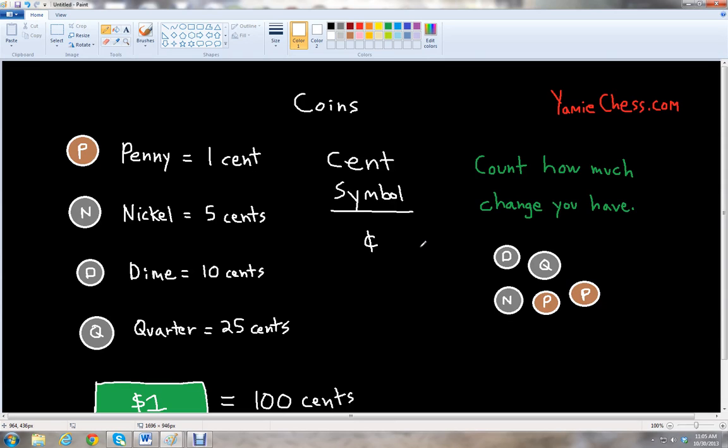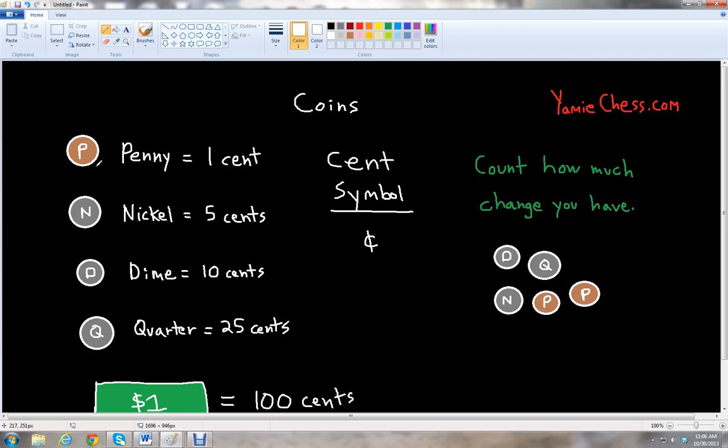Yamie Chess is the math learning aid based on classic chess that helps students in math and science education for school. In this lesson, we will learn about the coins that are used in our country, United States. Each of these coins represents a certain value, and the value is measured in cents. You see this symbol is used for cents.